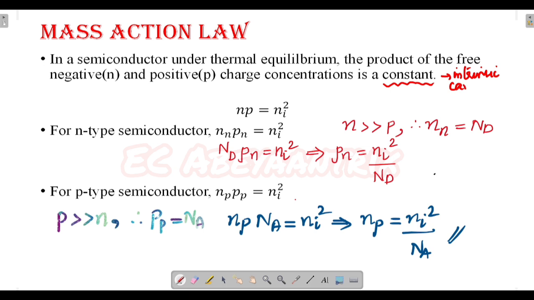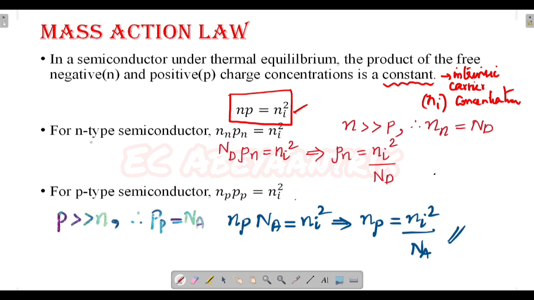Intrinsic carrier concentration, referred to as Ni. So this is the mass action law. The main formula is: N into P equal to Ni square. N refers to the electron concentration and P refers to the hole concentration. The product of the two is equal to Ni square, which is obviously a constant because Ni is a constant.